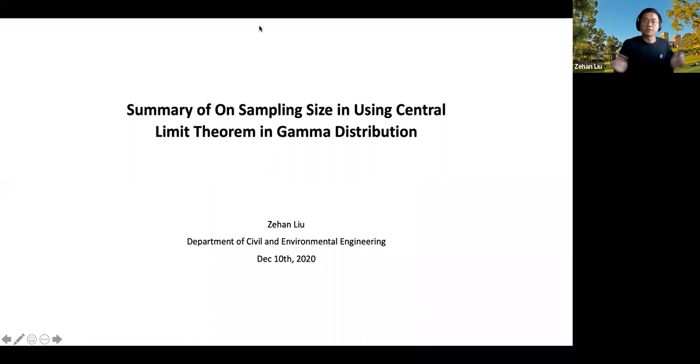Hi everyone. Today I'm going to present a summary on sampling insights in using the central limit theorem on the gamma distribution.